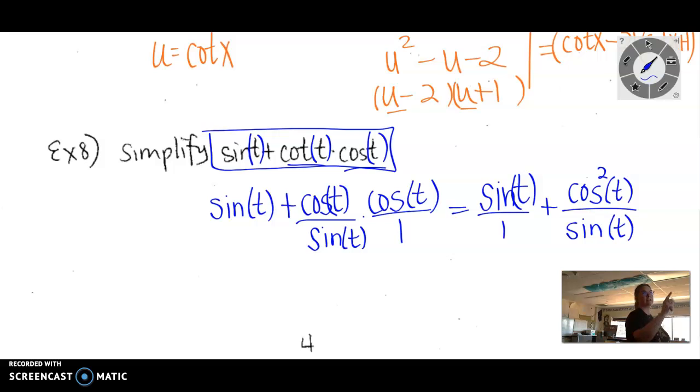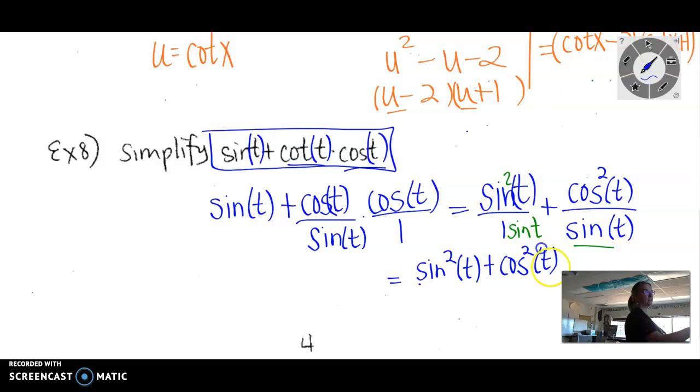Sine of t, now what do I have? I have a fraction, so I'm going to find a common denominator, which is sine of t. So I'm going to multiply over here by sine of t on the top and on the bottom. When I multiply sine of t times sine of t, I get sine squared t. So then that becomes sine squared t plus cosine squared t over sine of t.